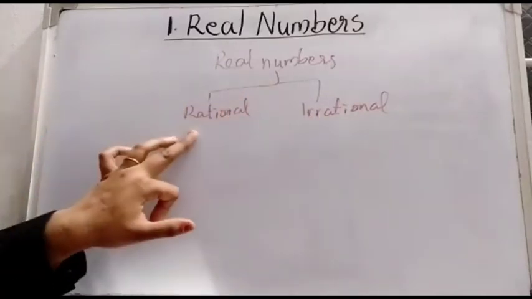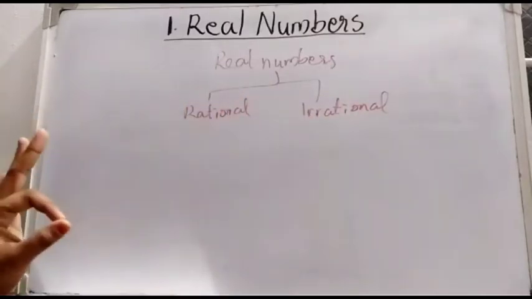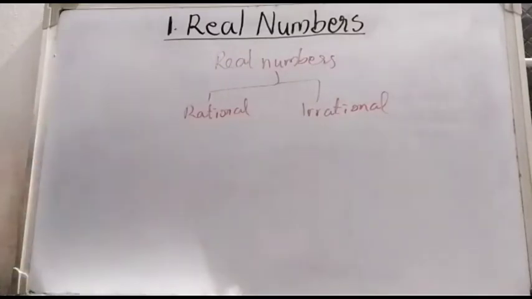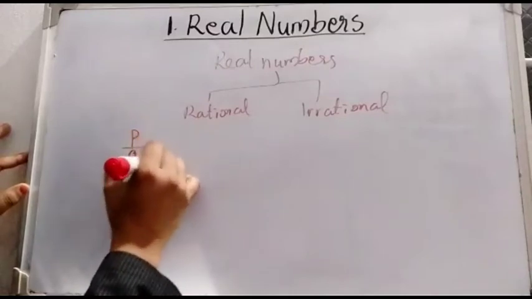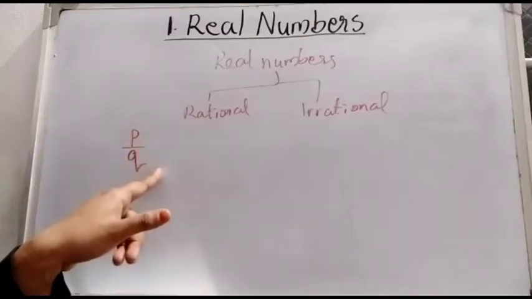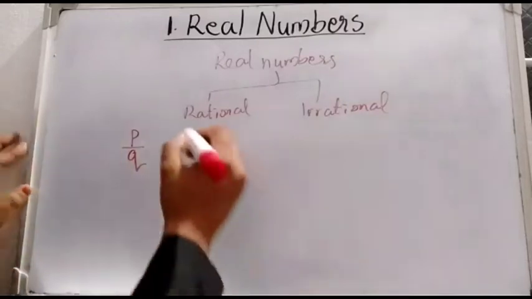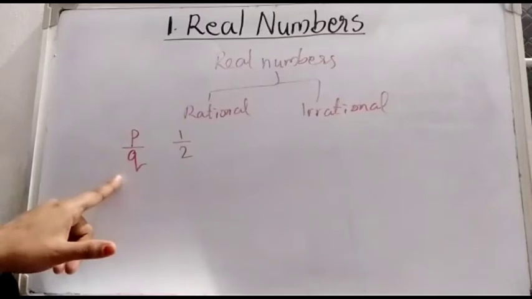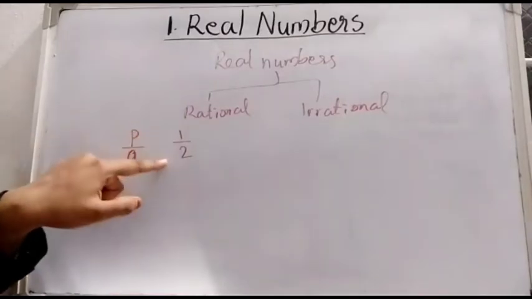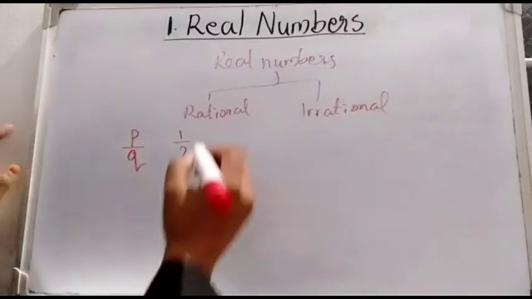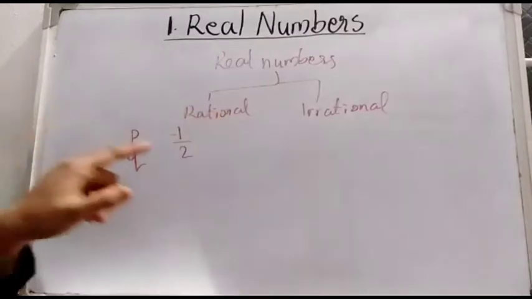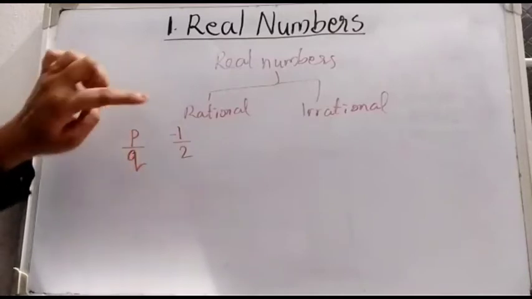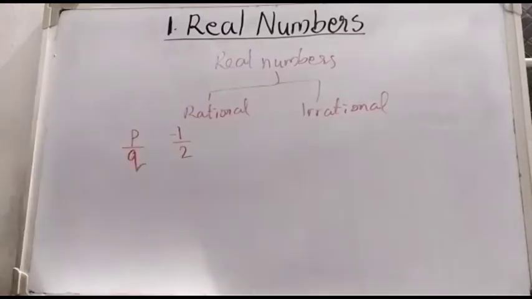Then what do you mean by rational numbers? We can express rational numbers in the form p by q, where p and q are integers and q is not equal to 0. For example, 1 by 2 is of the form p by q, and 1 and 2 are integers and 2 is not equal to 0. Then what about minus 1 by 2? Yes, minus 1 by 2 is also a rational number. Why? Because minus 1 and 2 are integers.